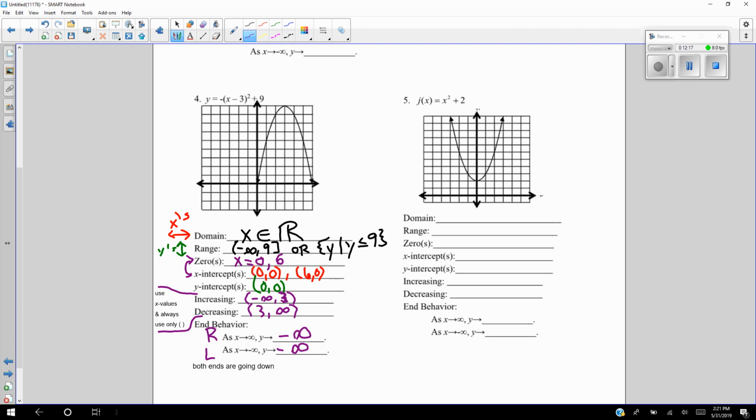Take a look at those answers. Go ahead and try number 5. Again, you'll notice these three examples, since they're similar graphs, there's going to be a lot of answers that are similar. But press pause. I'm going to go over the answers to number 5 here in about 5 seconds.